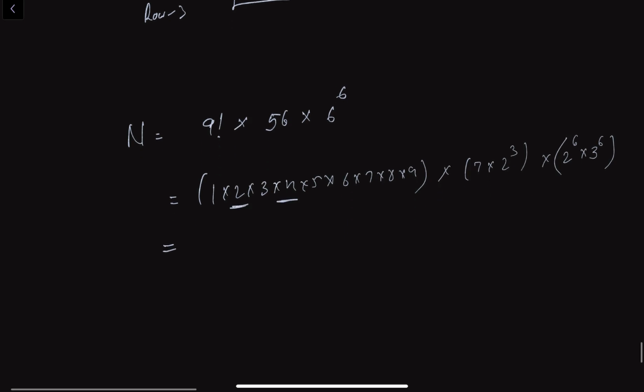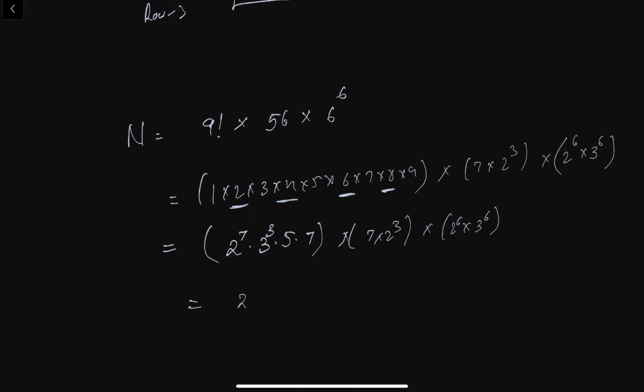So from 2, 4, 6 and 8 we can get 2's, that means 1 plus 2 plus 1 plus 3, which is 2 to the power 7 into 3 square into 3. So that is 3 cube, and we have 1 five and 1 seven. So this is 9 factorial, into 7 into 2 cube into 2 to the power 6 into 3 to the power 6. That is 2 to the power 3 plus 6 plus 7, which is 16, and 3 to the power 4 plus 6.